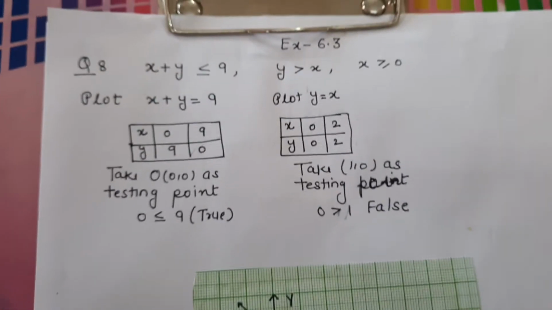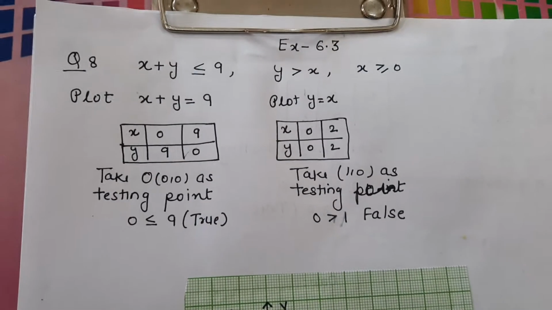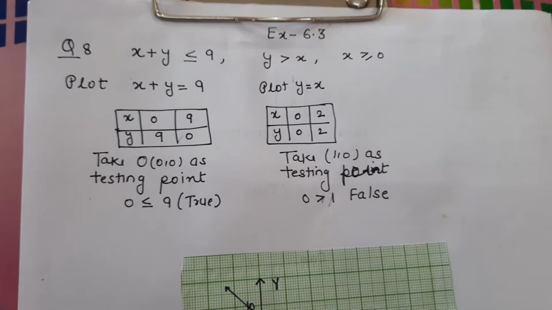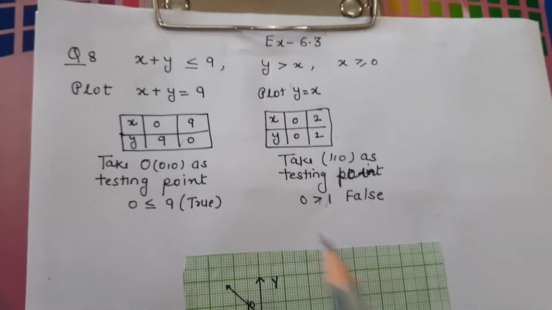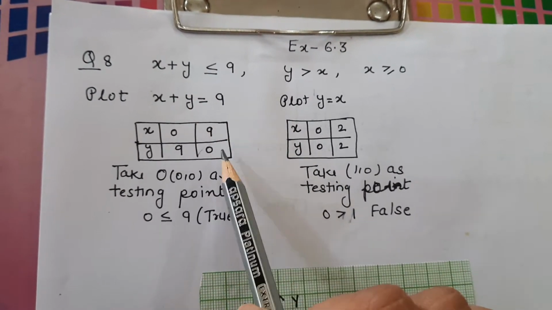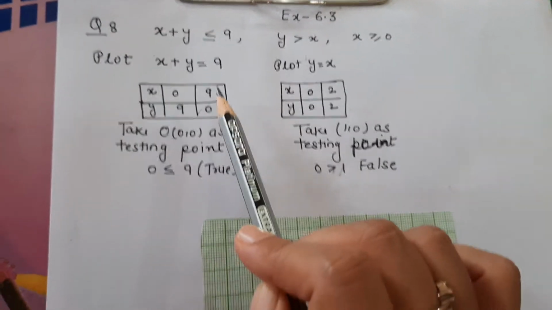Now question number 8 is: solve x plus y less than or equal to 9, and y is strictly greater than x, and the third inequality is x is greater than or equal to 0. Now just look here. First we'll plot x plus y equal to 9. If you have x 0, y will be 9; y 0, x will be 9.